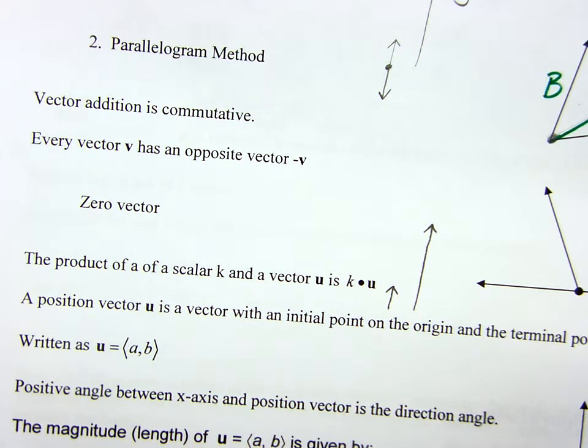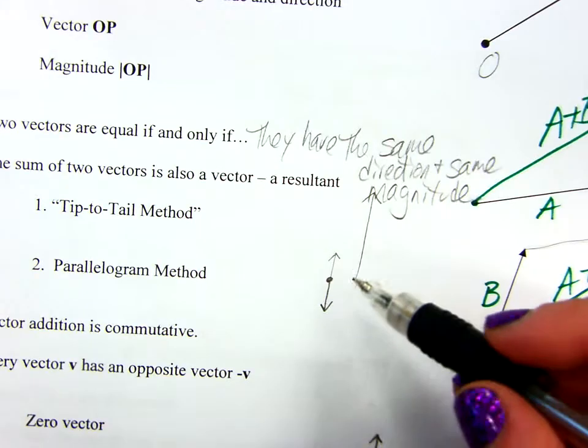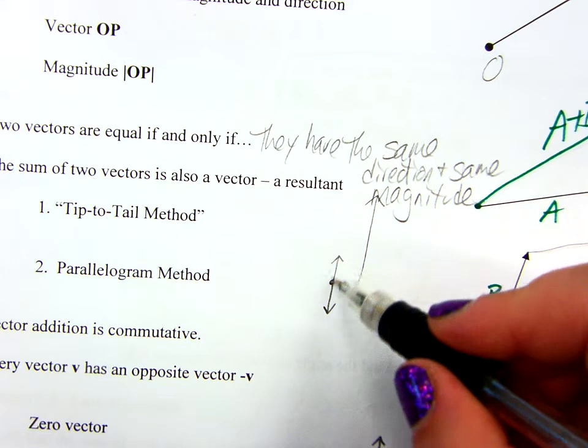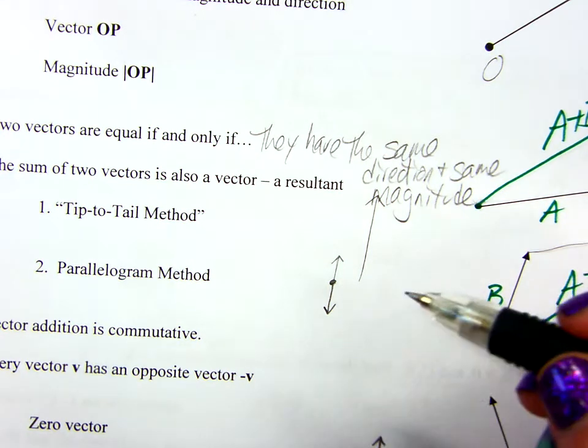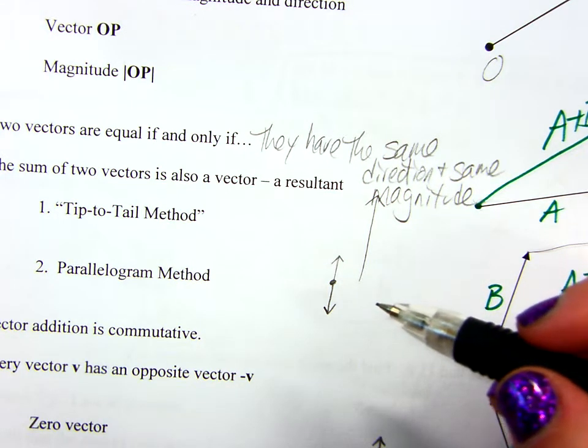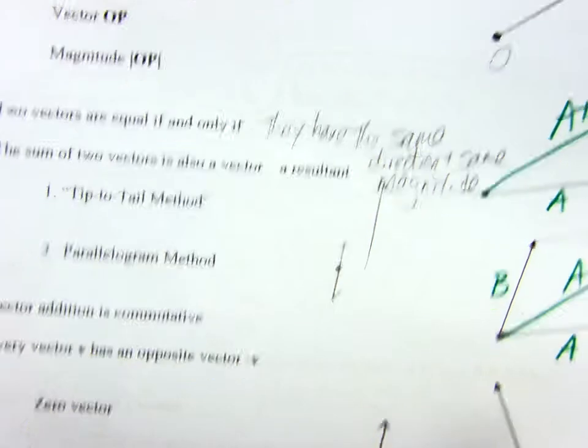Wait, I'm confused about the negative vector. What does that look like again? It would just be two that cancel each other out. Oh, they cancel each other out? Right. So exact opposite directions, same magnitude. Okay. All right.